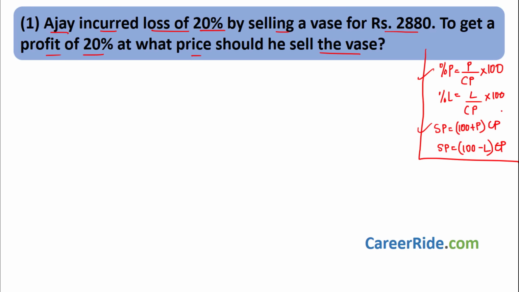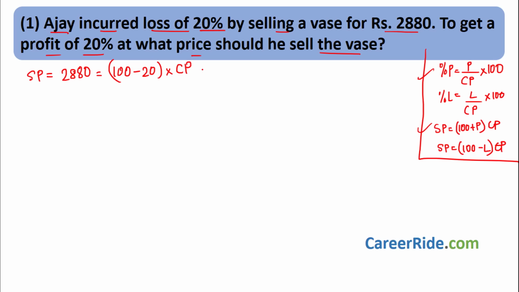Okay, now over here what are they saying? Ajay incurred loss of 20% by selling a vase for rupees 2880. So what is the selling price over here? 2880. What do we know? They have given the loss percentage, right? Do we know the cost price for the vase? No. Let's see if we can find it out. Selling price is 2880. We know the selling price formula: 100 minus the loss percentage, that is 20, multiplied by cost price.